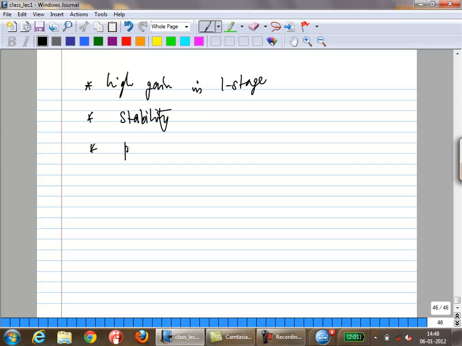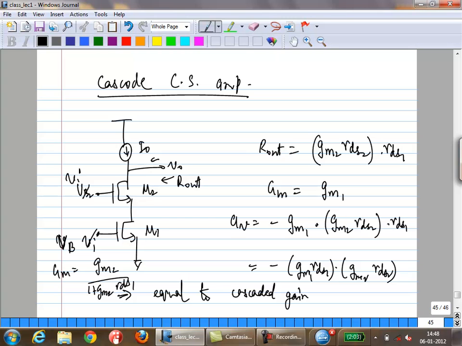What else? Power efficiency. If you had two common sources, the total current you would be consuming to get this gain would be I0 in each, which would be 2 I0. In this case, you're getting the same gain with half the current. What are the disadvantages? What do you think are the disadvantages? What overdrive voltage?